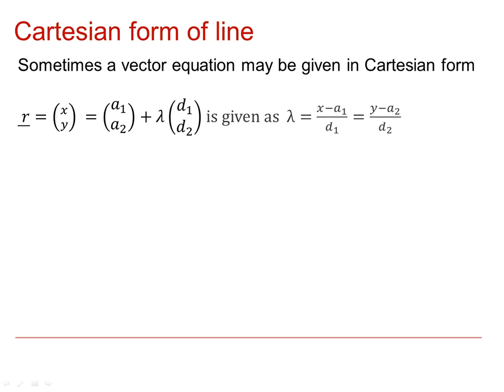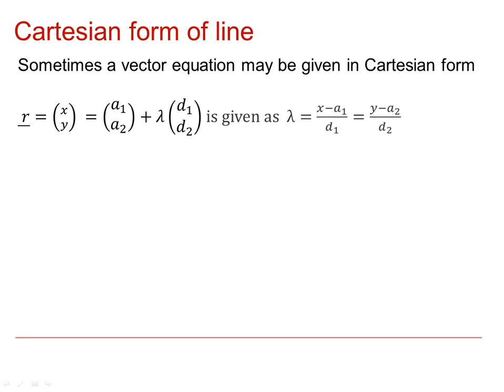For x, you can see that we get that x is equal to a1 plus lambda d1 and y is equal to a2 plus lambda d2. So therefore we could equate those two things, both being equal to lambda, and we get x minus a1 over d1 is equal to y minus a2 over d2. And that gives us what's called the Cartesian equation of the line.